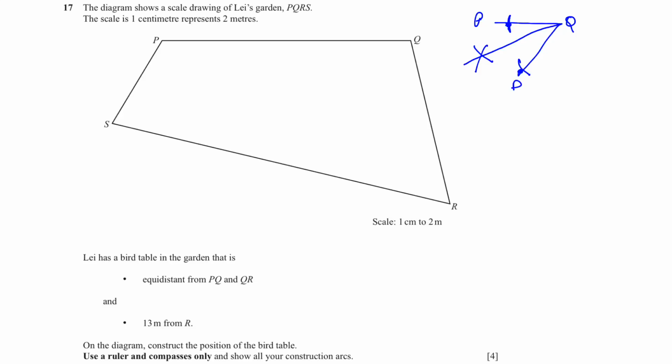And the second part is 13 meters from R. So first let's find, 1 centimeter is equal to 2 meters. So 13 meters will equal how many centimeters? We cross multiply. 1 multiplied by 13 is 13. 2 multiplied by x, 2x. 13 divided by 2 is x. 6.5 centimeter is x. So from R, we'll measure 6.5 centimeter and make an arc like this.